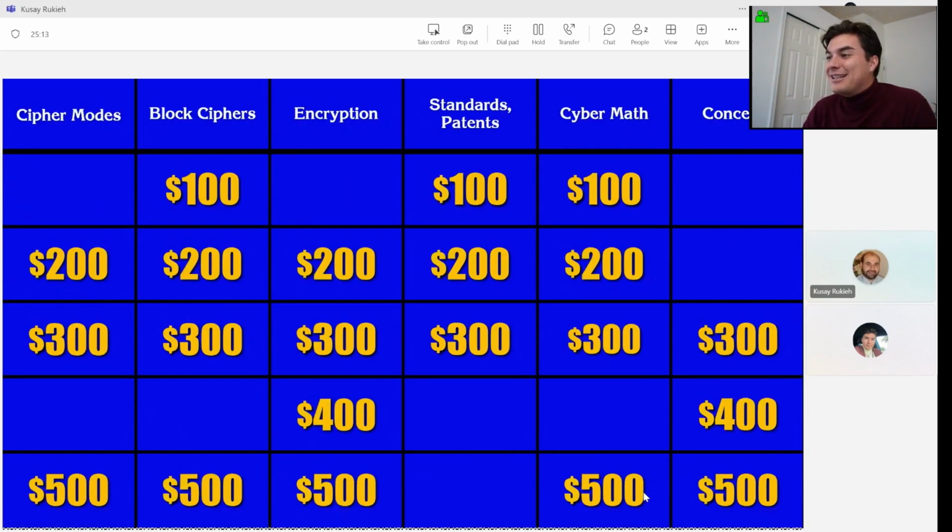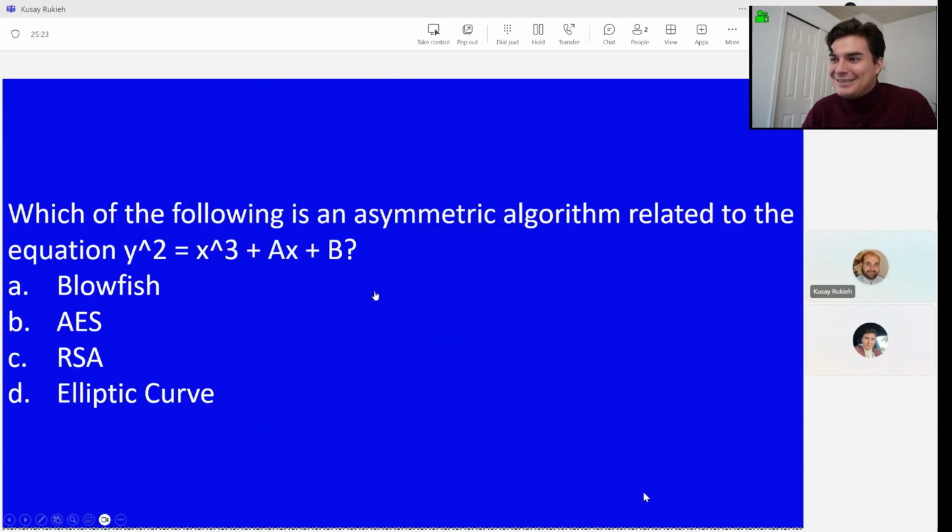Let's go with Cybermath for $100. Ready? Which of the following is an asymmetric algorithm related to the following equation? This is the question for $100. That's a tough one too. Yeah, this is definitely a tough one. Related to the equation y squared equals x to the third power plus ax plus b.